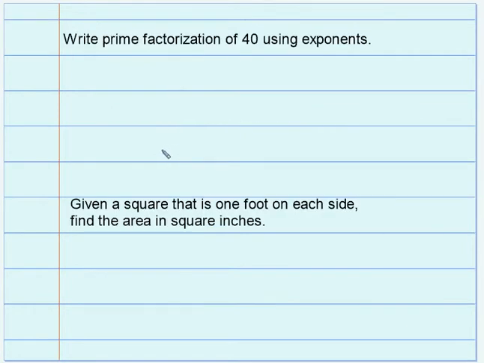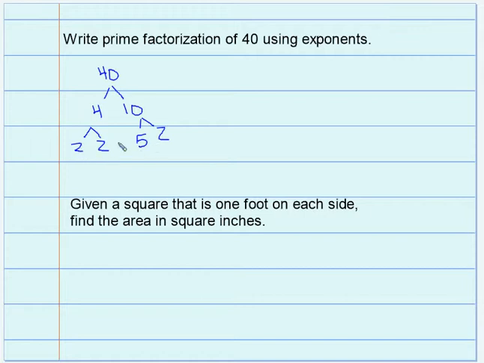Next, the prime factorization of 40 using exponents. I think a number of you are already doing this. So use prime factorization. I like factor trees. If you want to do division by primes, that's fine. My example is 4 times 10, but yours could have been 8 times 5 or 2 times 20. No matter which way you go, we all get to the same place.